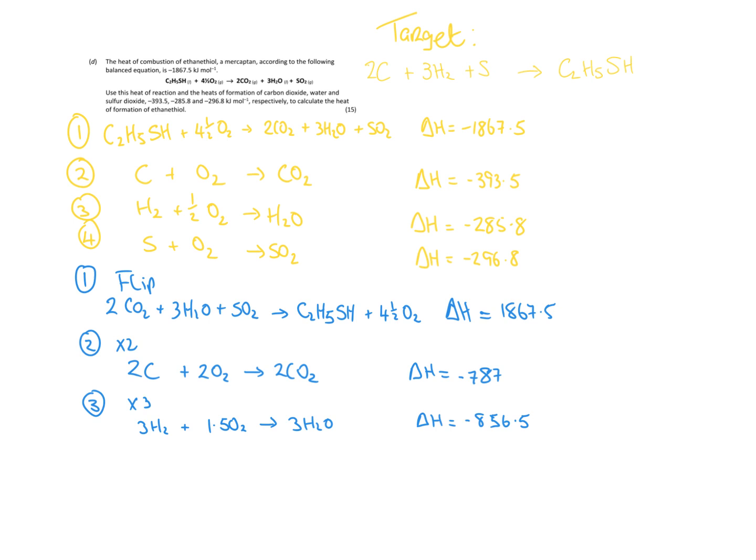So the last equation that we're going to deal with here is equation 4. And with equation 4, I can see what is of interest to me is the sulfur, and it's on the correct side and it has the correct number, so it's perfectly fine. So we can just write that equation out as is. Sulfur plus oxygen gives sulfur dioxide, and your delta H value there is going to be minus 296.8.